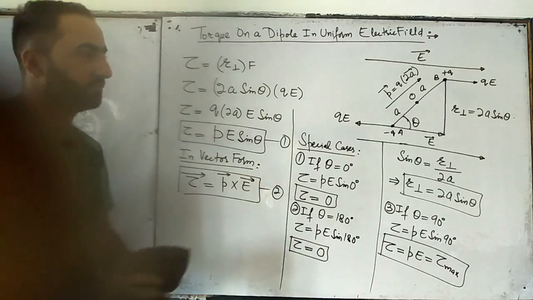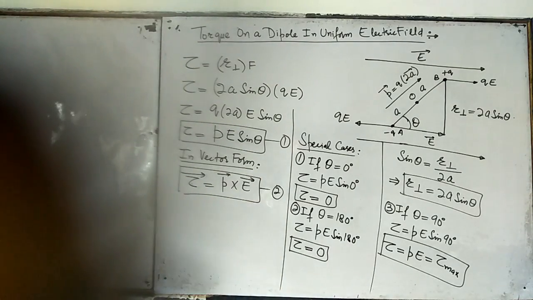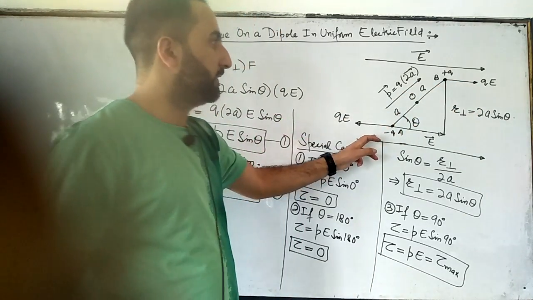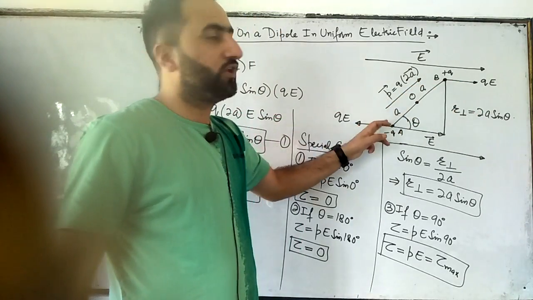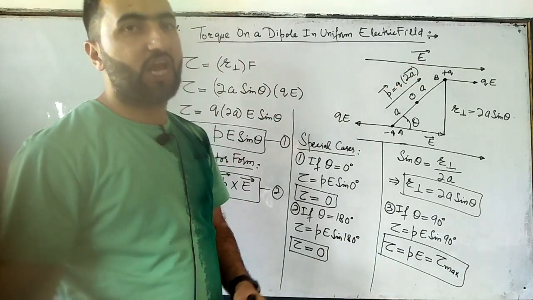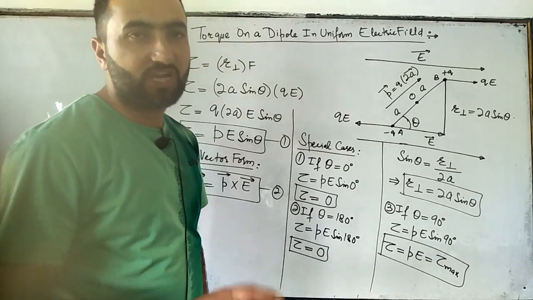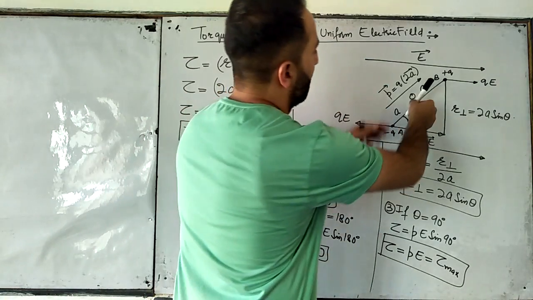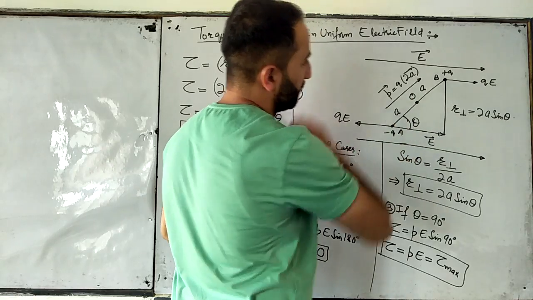You must have understood this well. Okay, let me again repeat it. There are two forces on this dipole, QE and QE. They are applied at two different points, along different lines, and are the same in magnitude. Hence they form a couple. What they tend to do is rotate the dipole and align it in the direction of the field. Like this.